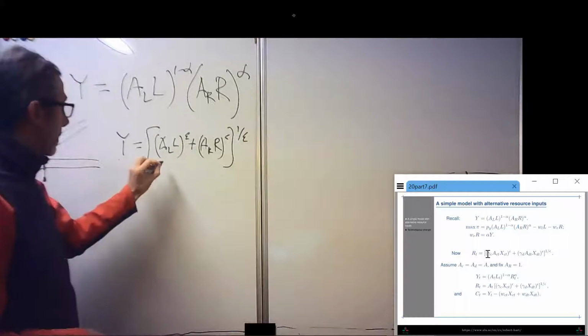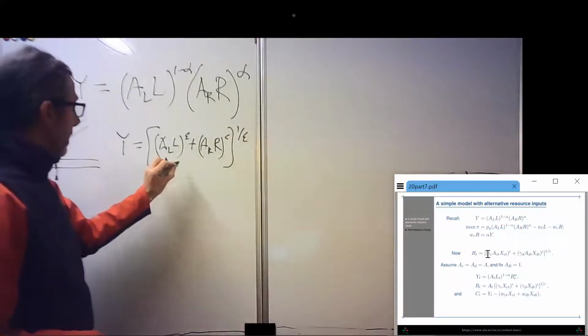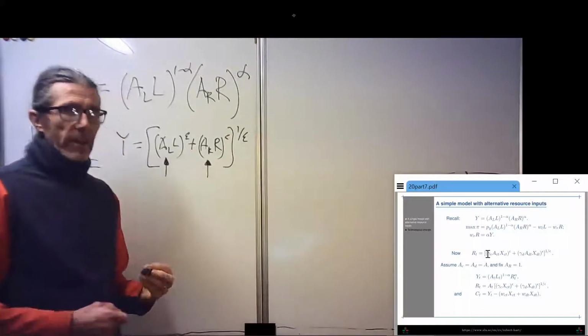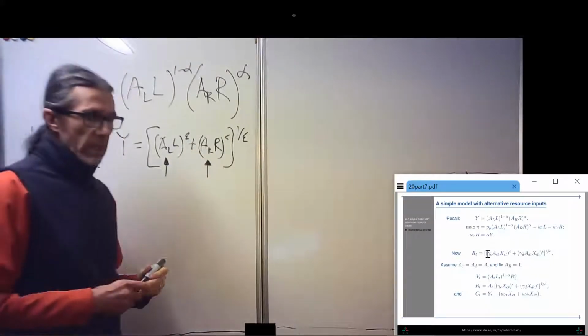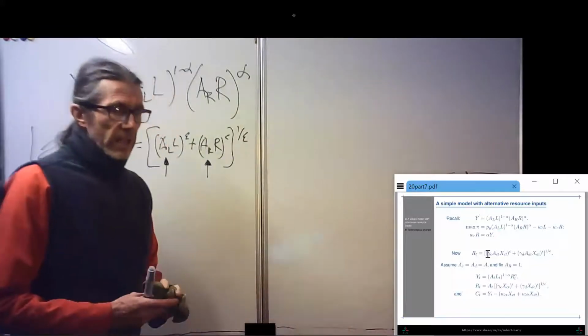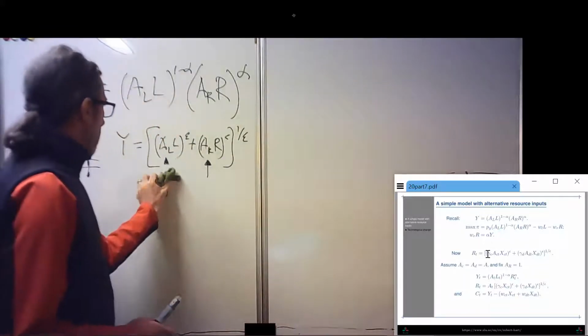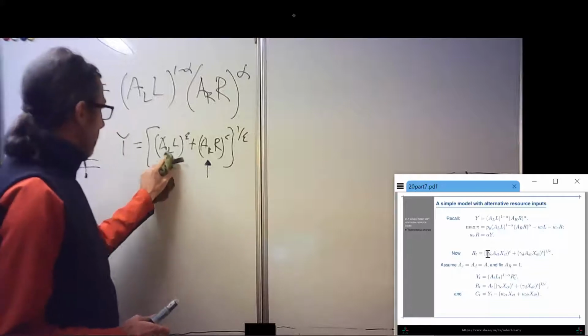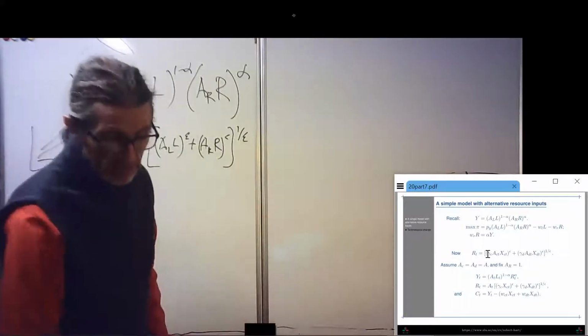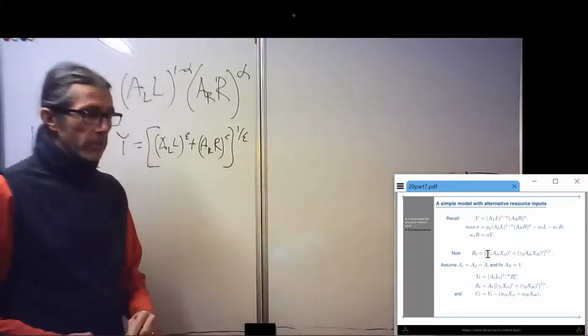So one thing we looked at was allowing AL and AR to change endogenously over time. That was directed technological change. But we found that actually we can build a theoretical model that has the right characteristics, but it turns out when we look at the data, it doesn't work. Okay, there's problems.